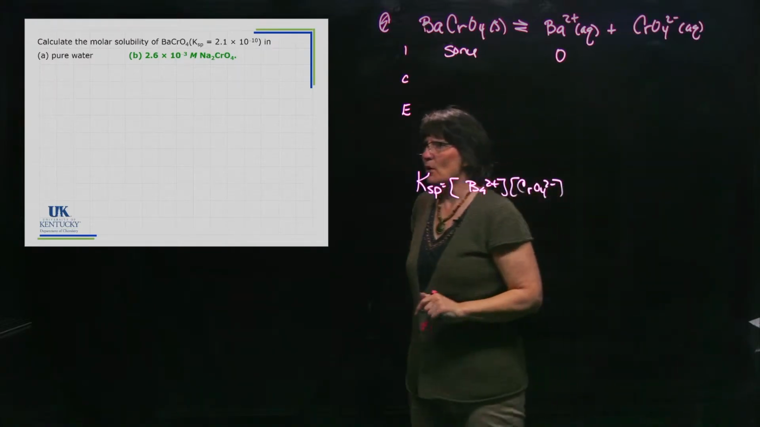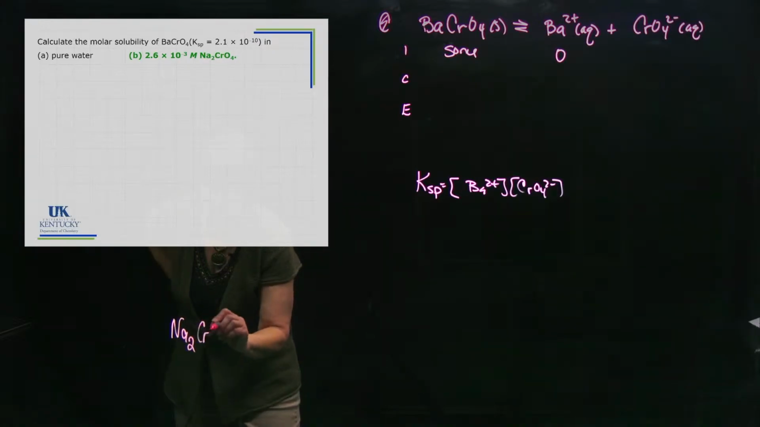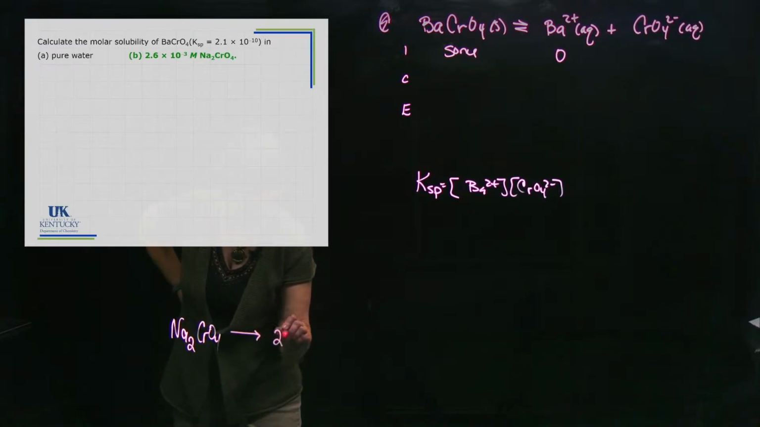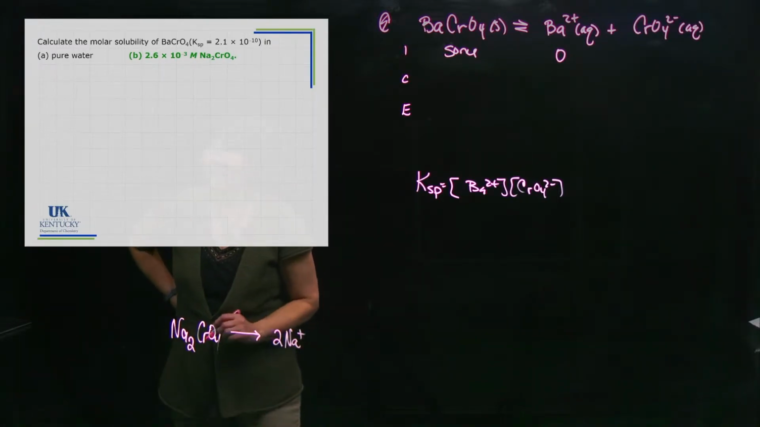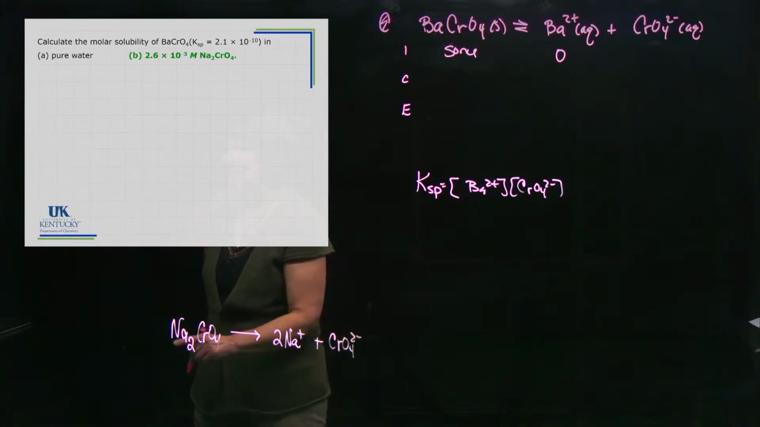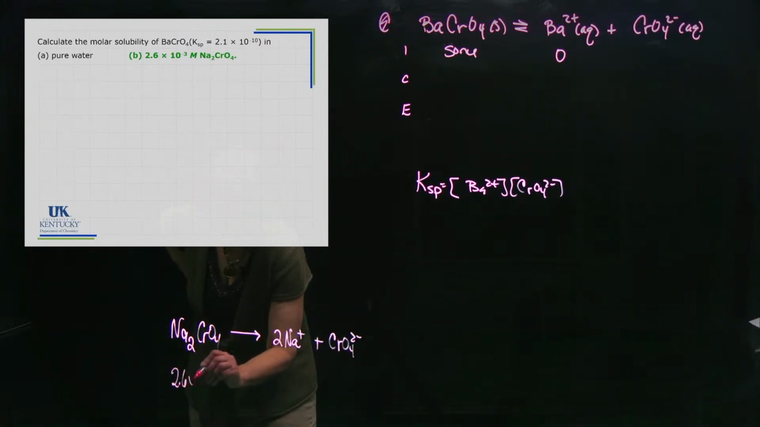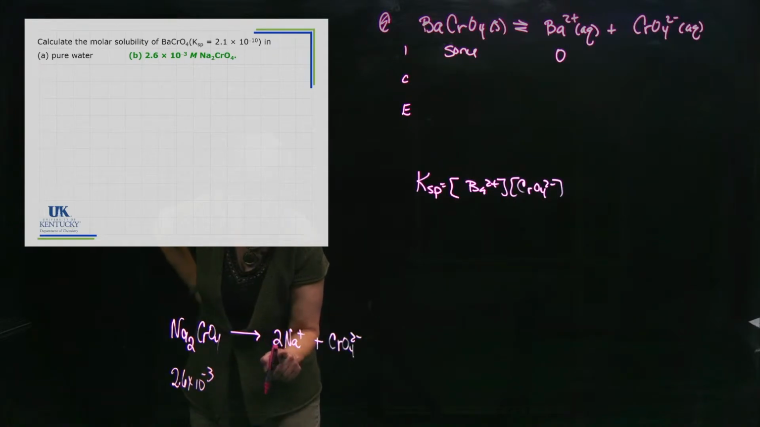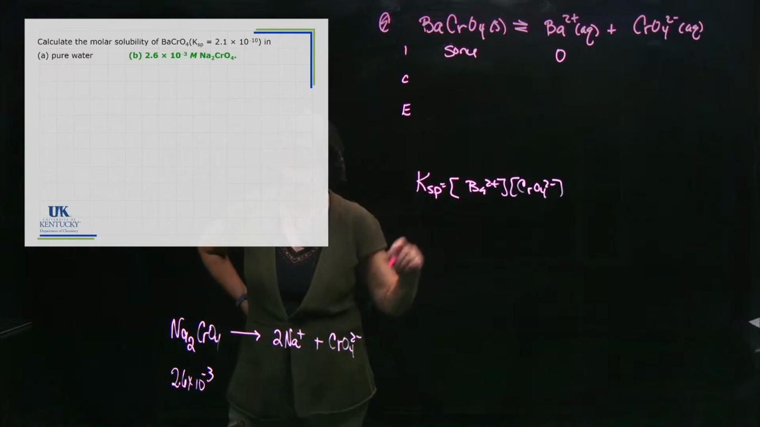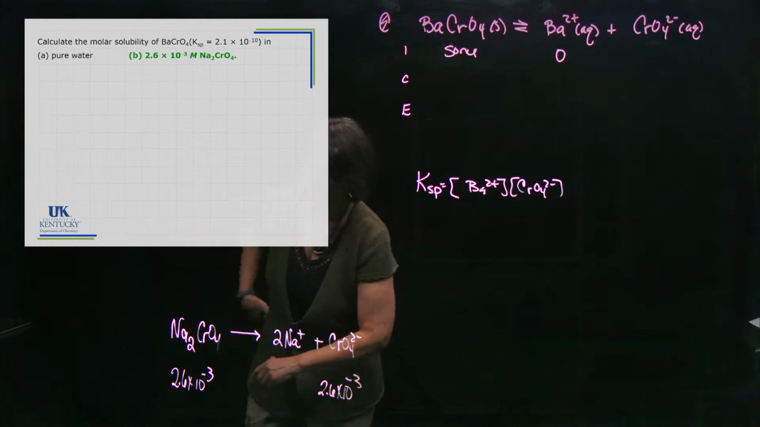All right, so let's come over here and let's just consider what sodium chromate is doing. When sodium chromate dissolves, it is going to 100% break apart, because it's not an insoluble salt, into two sodium ions plus one chromate. So if they tell me the concentration of sodium chromate is 2.6 times 10 to the minus 3, then the sodium concentration is 2 times that number, but I don't care about the sodium concentration. It's not over here. But the chromate is going to be the same value. You get one of these for every one of the sodium chromate.